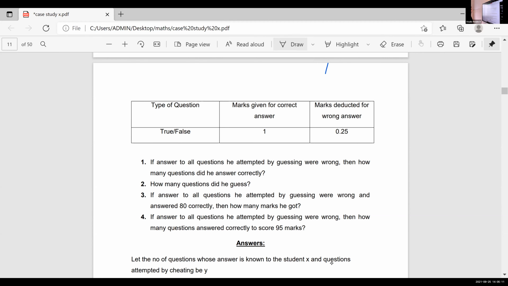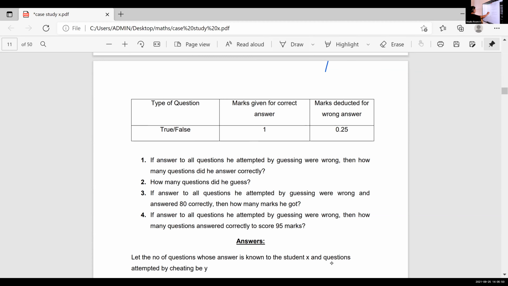Now look at the second part. If answer to all questions he attempted by guessing were wrong and answered 80 correctly. So after solving the first two only, you will be able to do the next part. Again you have to frame the equation and then you have to solve. If answer to all questions he attempted by guessing were wrong, then how many questions answered correctly to score 95 marks? So in each case, you have to solve it separately.